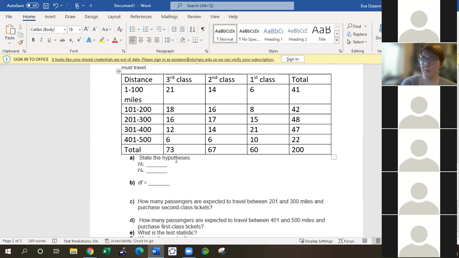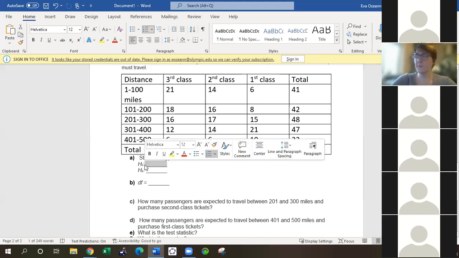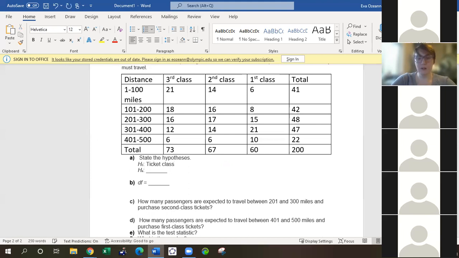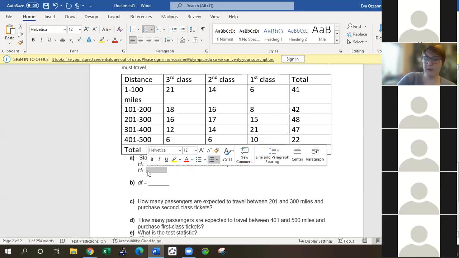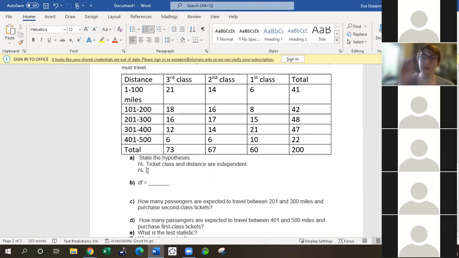So the first thing that we want to do is state what our hypotheses are. Our null hypothesis in this case would be ticket class, our first variable, and distance, our second variable, are independent. Probably the hardest part about writing the null hypothesis is just making sure that you distinguish the variables correctly. Sometimes people will write ticket class and something else. That's usually the only thing that I see incorrect.